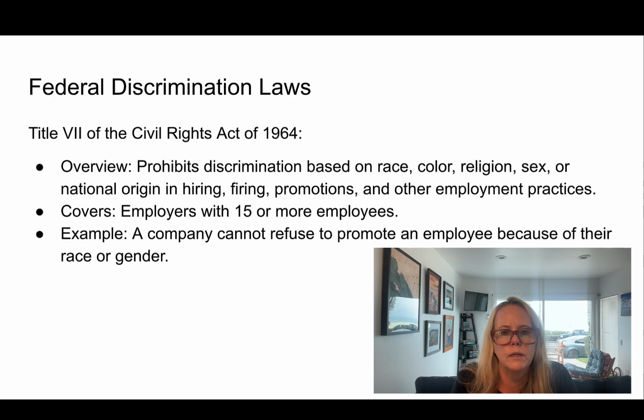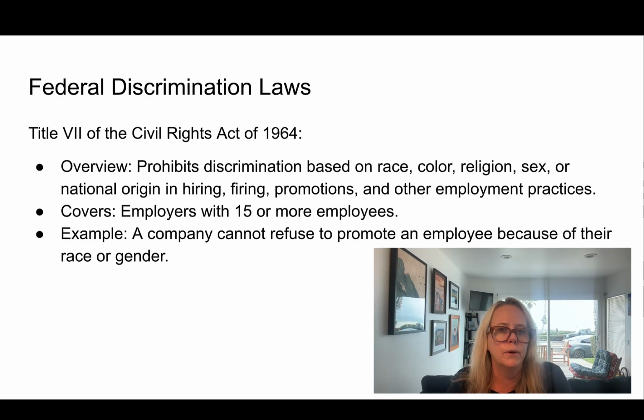Probably the most consequential piece of employment law is Title VII of the Civil Rights Act of 1964, which prohibits discrimination based on race, color, religion, sex, or national origin in hiring, firing, promotions, and other employment practices. It covers employers with 15 or more employees. So the employer can't do something like fail to promote females in favor of males because they have these stereotypes about females needing to be at home and not being at work as often because they're the primary caregivers of children. Can't do that in the workplace.